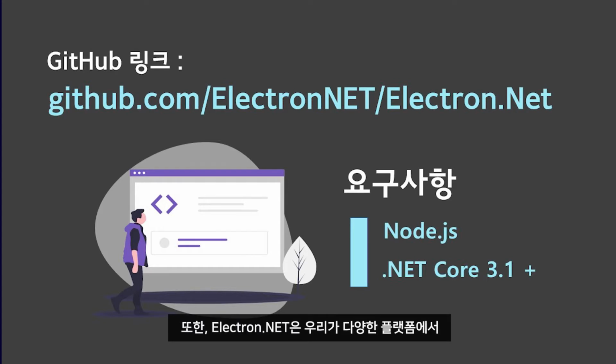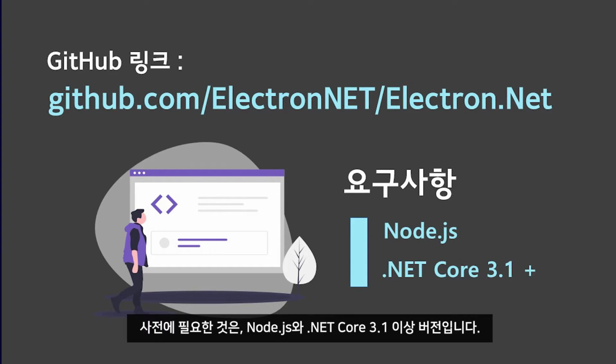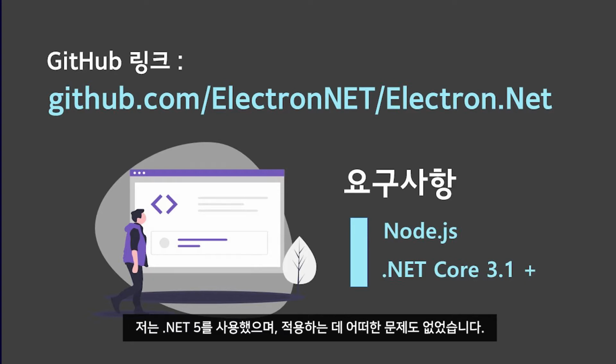Electron.NET also includes a command line extension. This is how we build and launch our applications for various platforms. As far as software prerequisites, all you really need is Node.js and .NET Core 3.1 or better. And I've been using .NET 5 all week and have not had any problems at all.